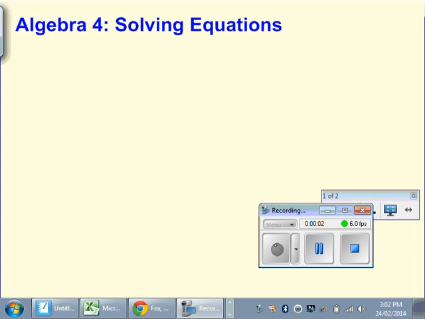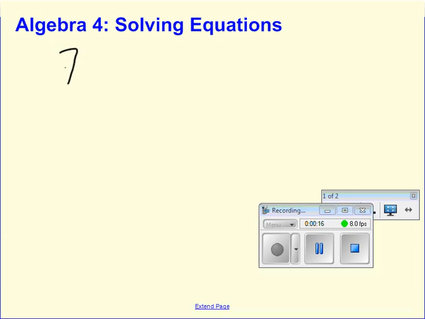Today we're learning about solving equations. Now an equation is an expression in mathematics that says two things are true or two things are equal. So let's take, for example, an equation where 7 plus 2 is equal to 9. This is an equation. It's telling me that 7 plus 2 is going to be equal or the same as 9.